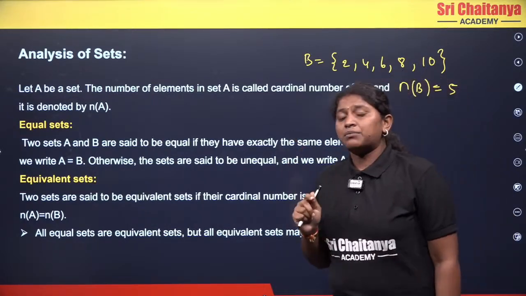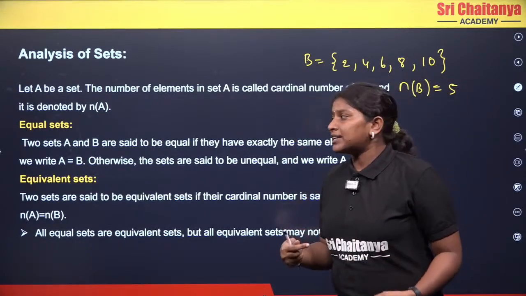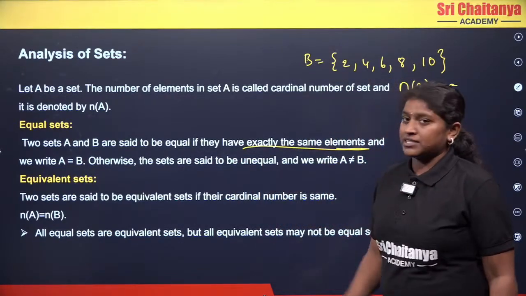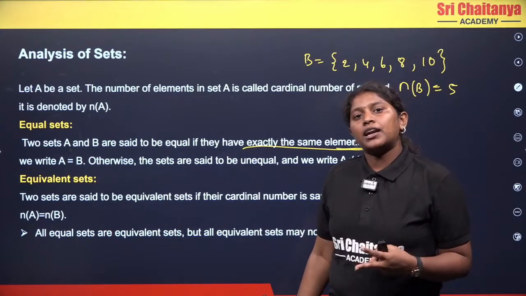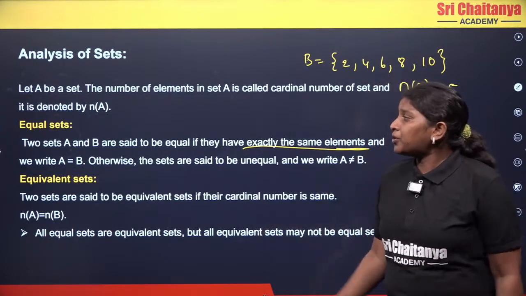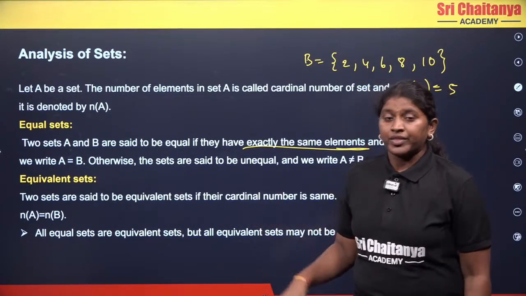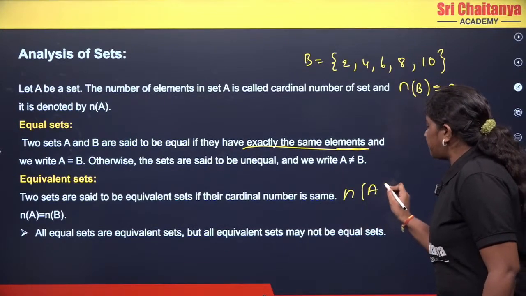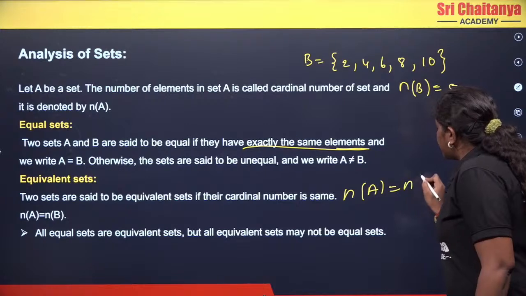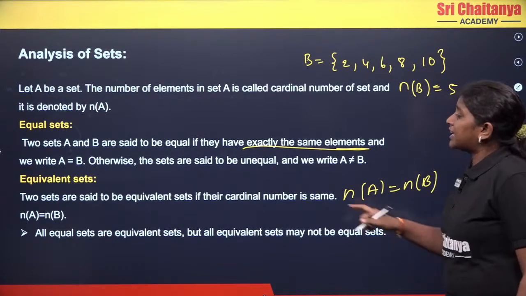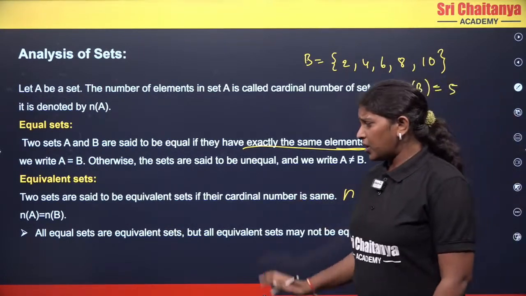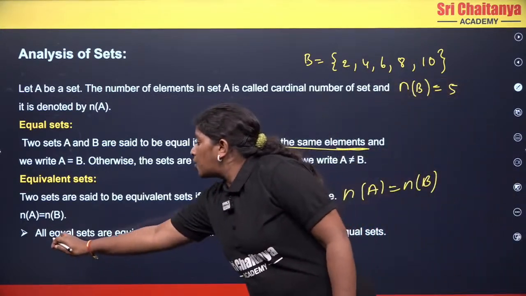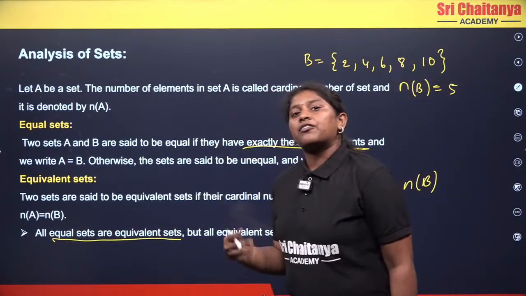Now we will discuss about the equal sets and equivalent sets. Equal sets means they have exactly the same elements. If the two sets A and B are having the same elements, then we are going to call them the equal sets. And coming to the equivalent sets, if you are having the same cardinality, like same cardinal number, then we are going to say them as the equivalent sets.